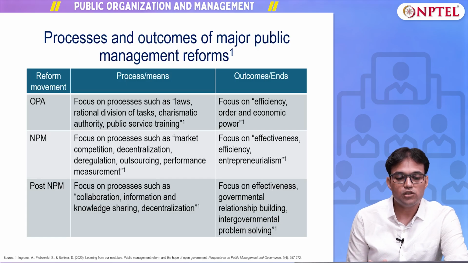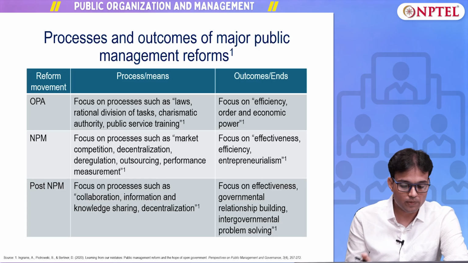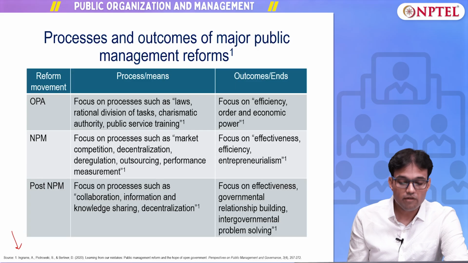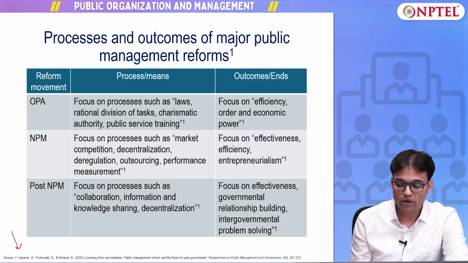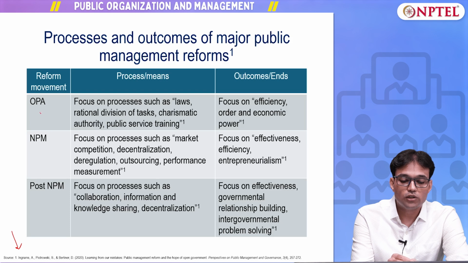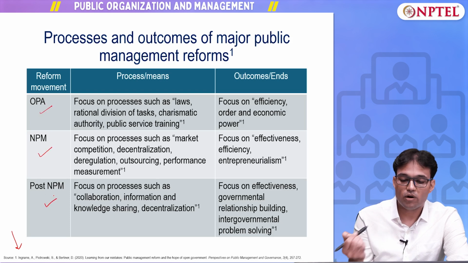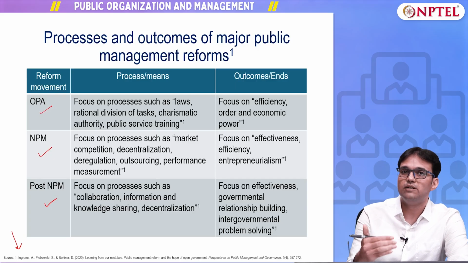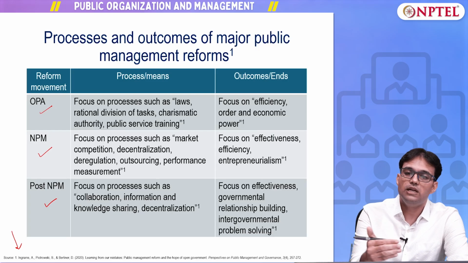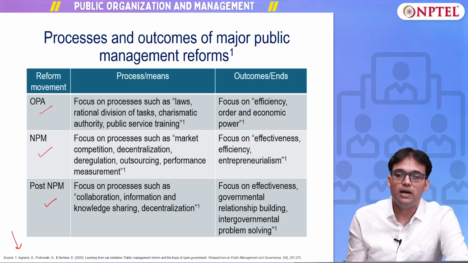Another way of looking at the processes and outcomes of major public management reforms is to understand them through three different categories, as proposed by Ingraham and colleagues in Learning from Our Mistakes: Public Management Reform and the Hope of Open Government. So the reform movements are orthodox public administration, new public management, and post-NPM. It's a different way of looking at the period of administrative reforms and the processes, means, and outcomes and ends of the various reforms that have taken place.